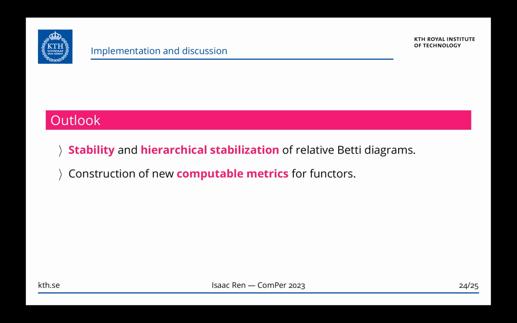And then this would give new computable metrics for functors that are stable, which would be nice for alternative ways of analyzing data. And yeah, that concludes my talk.